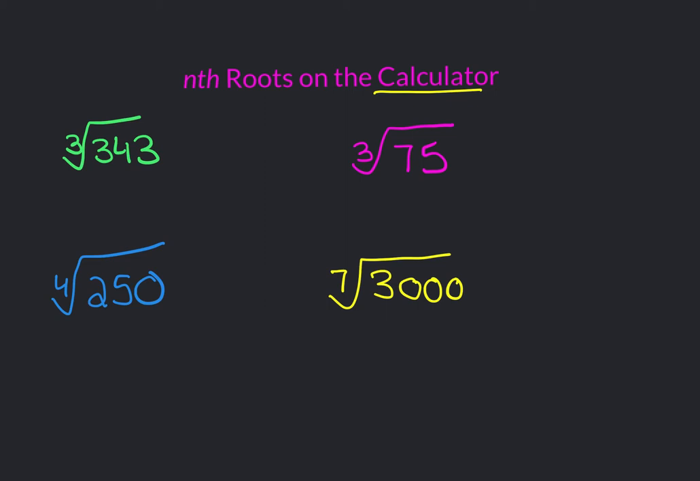Grab a calculator and practice typing in and evaluating all of these roots. I have 2 cube roots, a 4th root, and a 7th root. If you get a decimal, round to 3 decimal places. Why don't you pause, calculate them, and check your answers. You should get the cube root of 343 is 7, the cube root of 75 is 4.217, the 4th root of 250 is 3.976, and the 7th root of 3000 is 3.139.